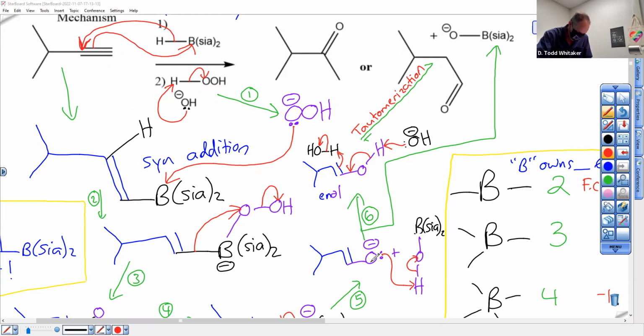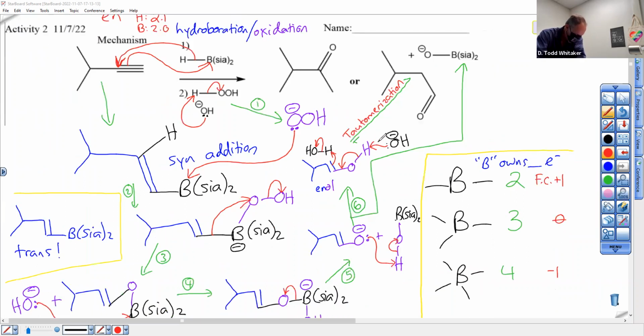Boron, it became this species here. So that's what I was trying to show with the side arrow. This became that. And this became this. And then the tautomerization with those two guys there. So that was the 7th step. I don't ever call it step 7, just call it tautomerization.